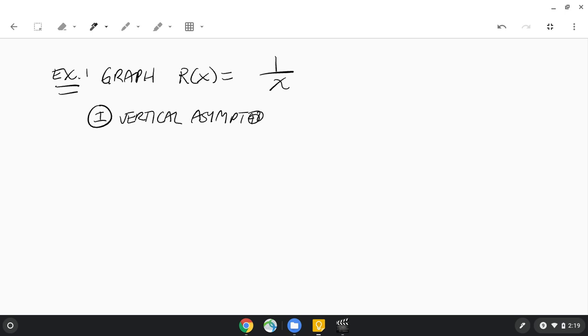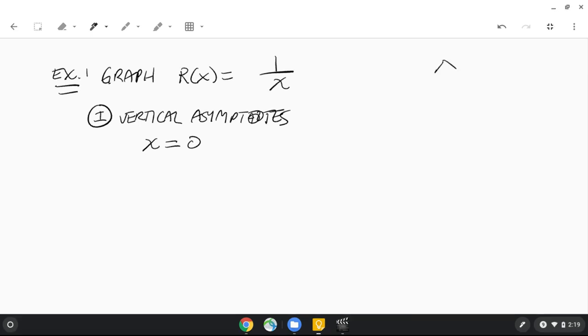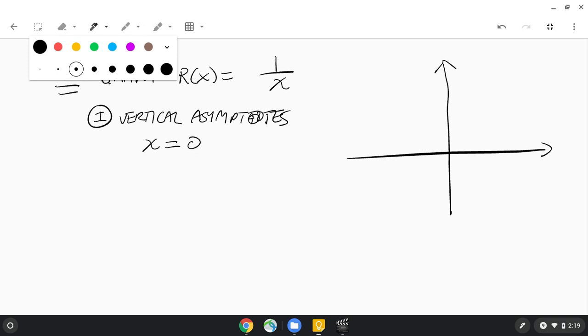This thing is slower than I write. Vertical asymptotes. The denominator, which is x, we want to know when that equals 0. Well, it's kind of obvious. It's when x equals 0. That's where we're going to have a vertical asymptote. So I'm going to go ahead and draw that at x equals 0, which is basically the y-axis.